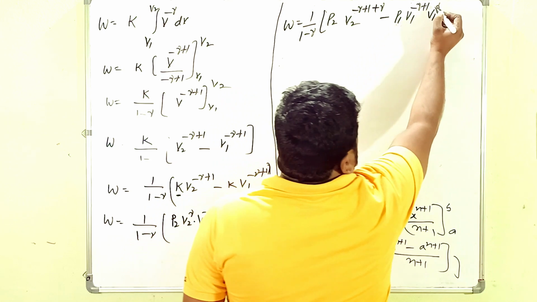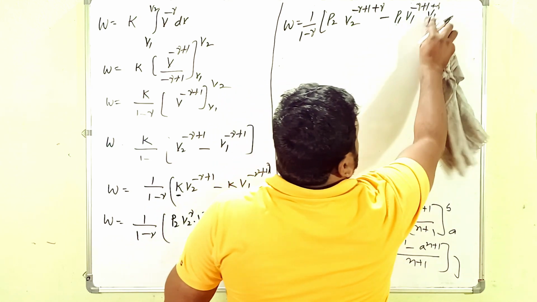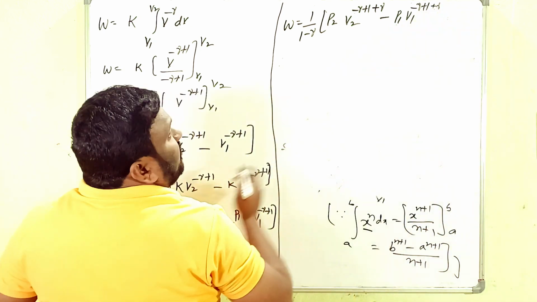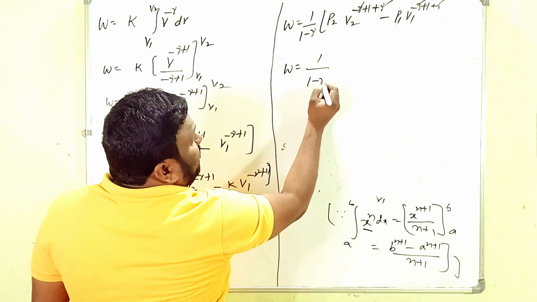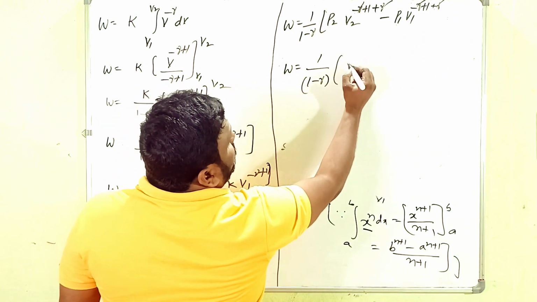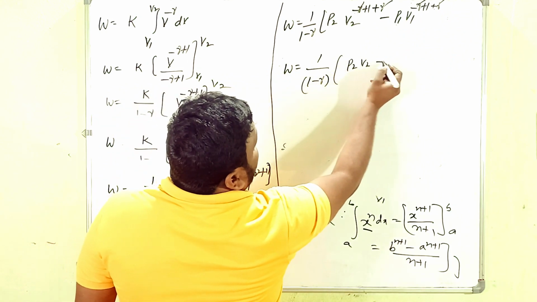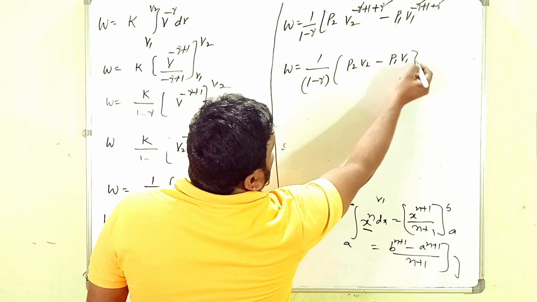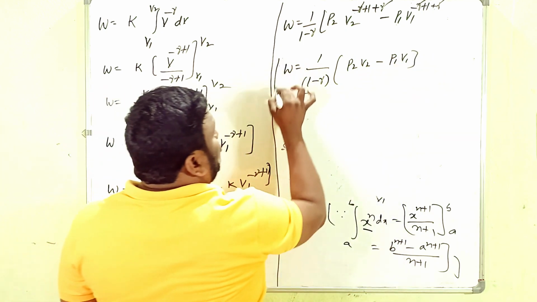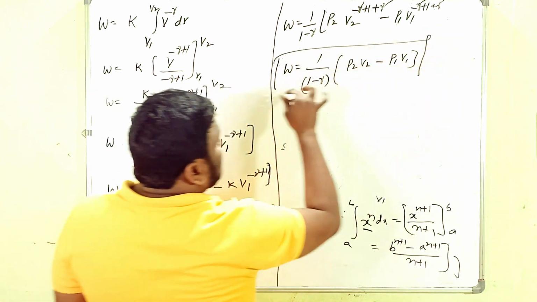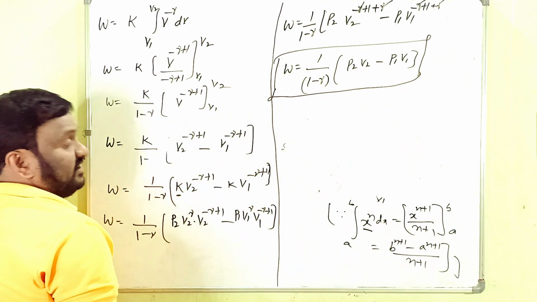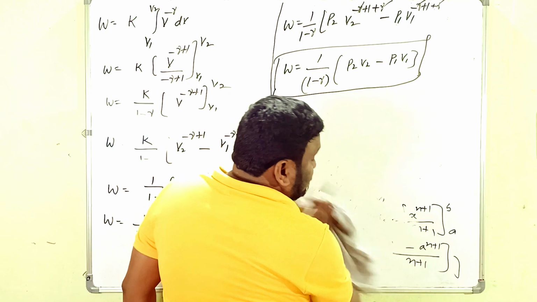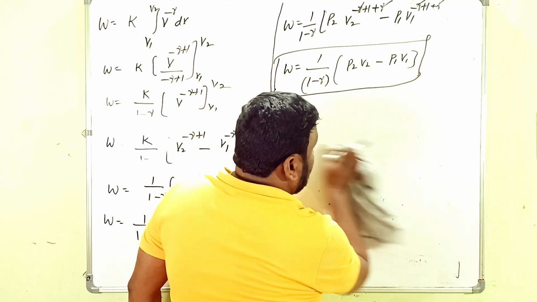So that means what here? Simply 1. So what you get here? Gamma and gamma cancel, gamma and gamma cancel. Then you get W is equals to 1 by 1 minus gamma of P2 V2 minus P1 V1. So this is the work done by the ideal gas in adiabatic process, children, in terms of pressure and volume. Clear?